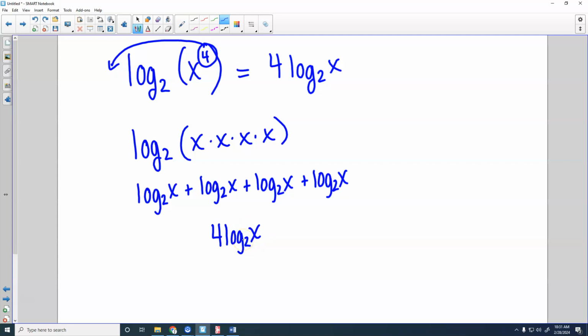However, you can see how it is easier to have a separate rule for this so that we don't have to do that every time. So when we have exponents, they can be pulled out front. It's an extension of that product property is what it really is.